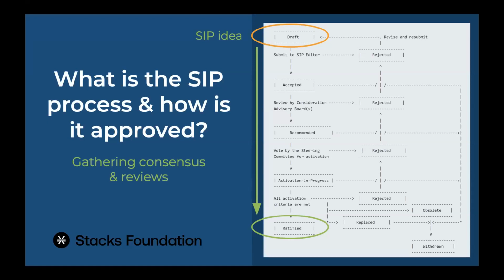Yeah, I mean, we don't have everything figured out, and we are still improving on everything. So things like the consideration advisory board and SIP editors, that's where I hope to add and contribute to formalize some of the processes or improve some of the processes.